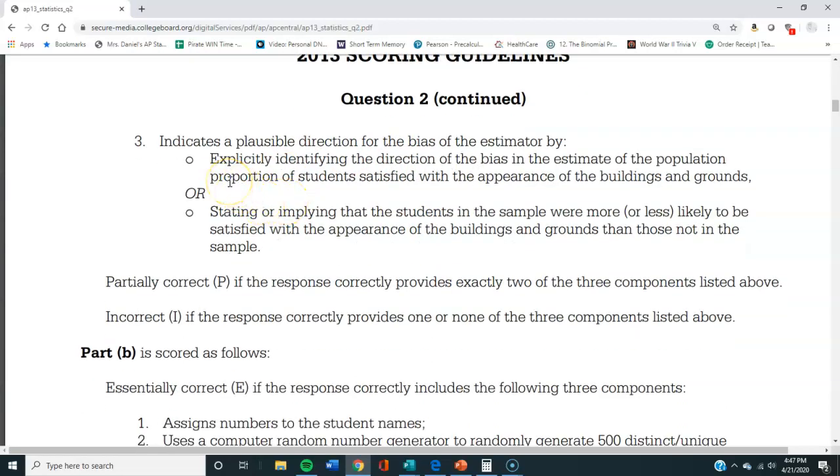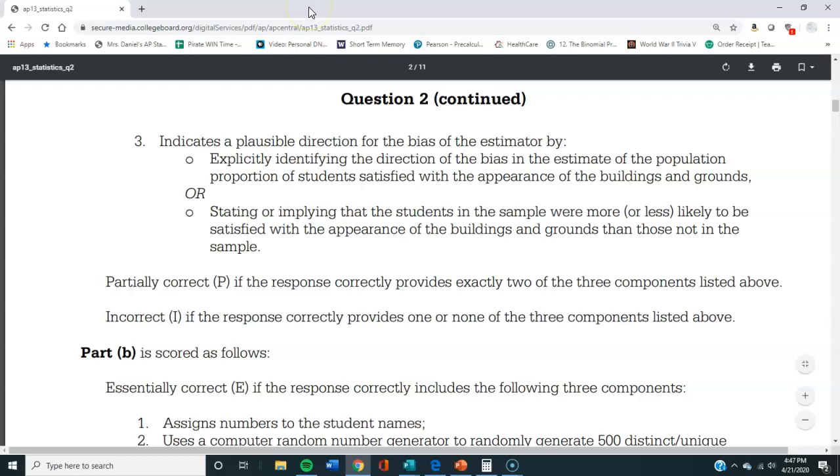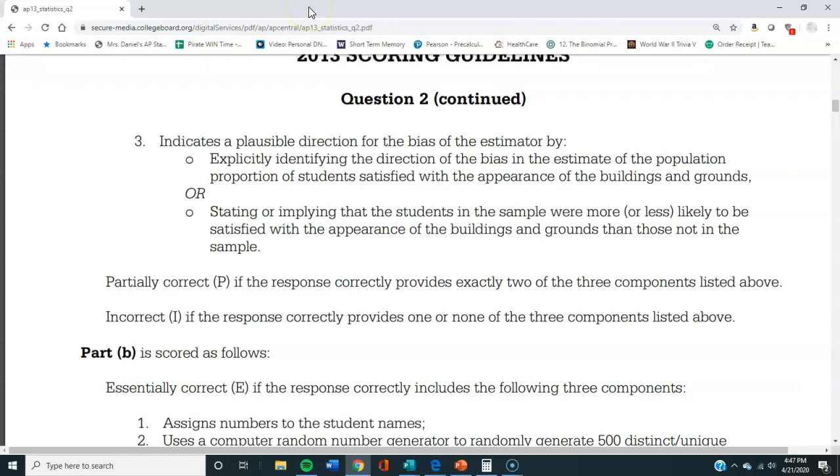And 3, there's going to be a possible bias. You could either say that students who were early there might like the school grounds more because they have more school pride, they spend more time there, or less likely because, or that the students not there would be less likely or more likely. You don't have to be right. You could have said more or less, it doesn't matter. Just saying that they were different than other people. If you get 2 out of 3, that's a P. 1 or less, that's an I.